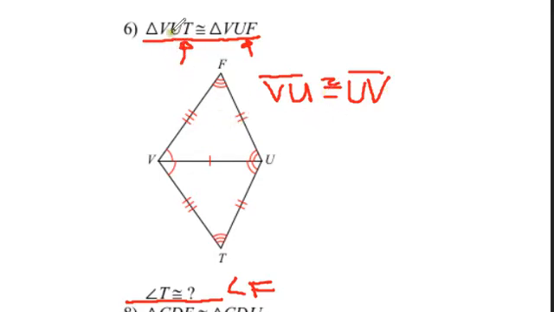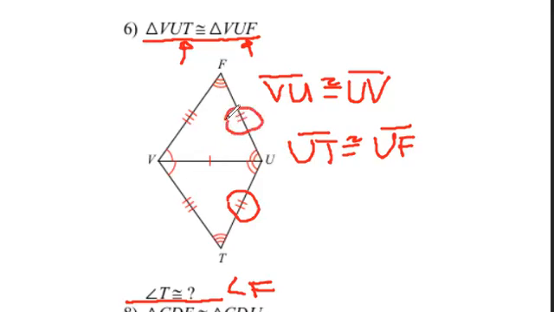But if we took UT, that's the second and the third one, it has to be congruent to UF. And if you look at the drawing, UT, see how it has 2 marks on it? And UF, it has 2 marks on it? That's the way of marking that these two are congruent to each other.